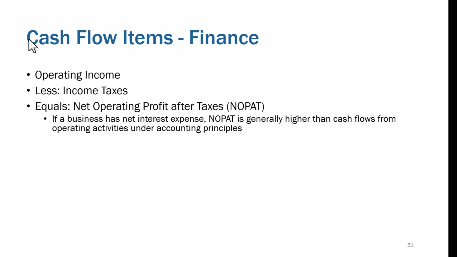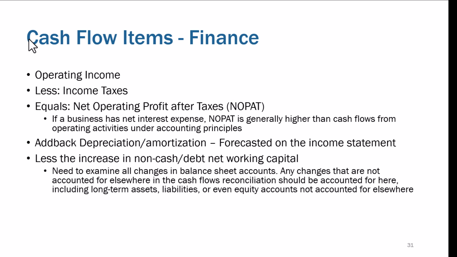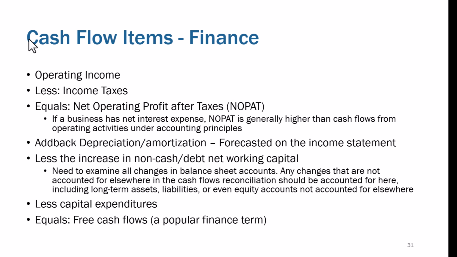If a business has net interest expense, NOPAT, that's net operating profit after tax, is generally going to be higher than cash flows from operating activities under the accounting principles. And most businesses do have interest expense more than interest income. So NOPAT is generally higher than cash flows from operating activities. We add back depreciation and amortization. We grab those from the income statement. And then once again, we adjust for the change in non-cash and debt net working capital. I have still a couple slides on that coming. And then subtract out capital expenditures to get to free cash flows.